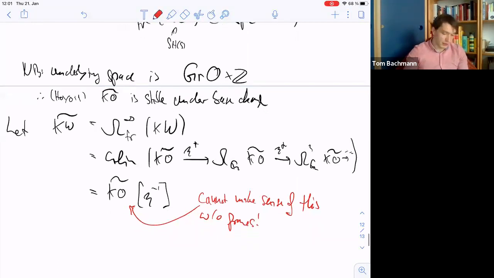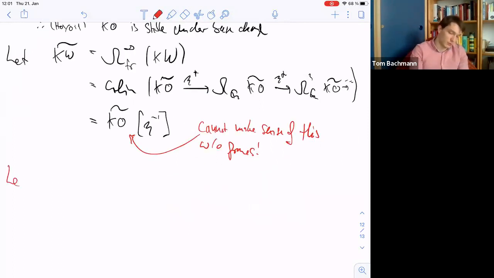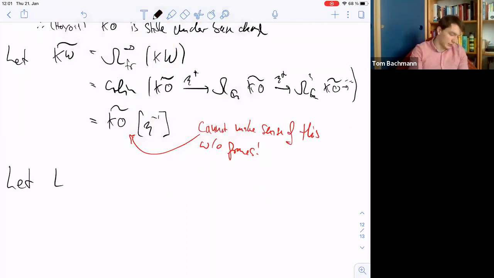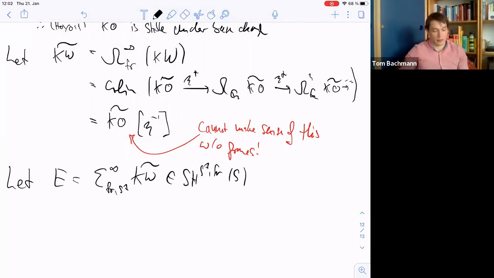Okay, so now what we do is we let E be the S^1 suspension spectrum of this guy: Sigma infinity framed S^1 of KW tilde in SH^{S^1}fr(S). There's a functor from framed motivic spaces to framed motivic S^1 spectra, which is S^1 stabilization. And one can do the following thing.